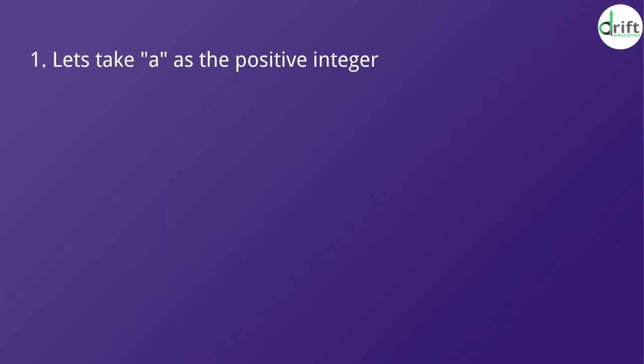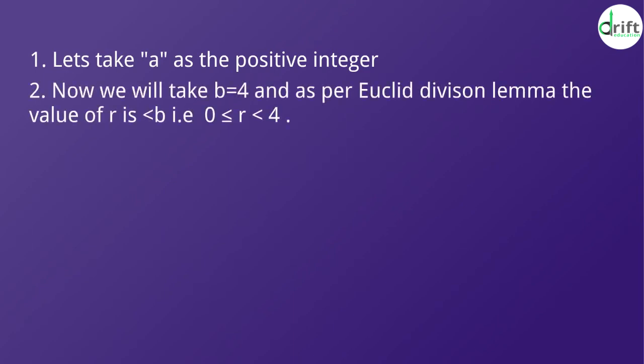Here are the steps. Step 1. Let's take a as the positive integer. Step 2. Now we will take b equals 4, and as per Euclid division lemma, the value of r is less than b, that is 0 less than or equal to r less than 4.